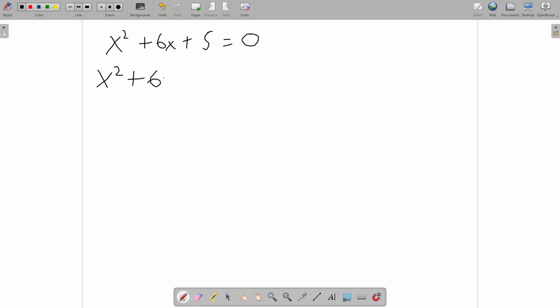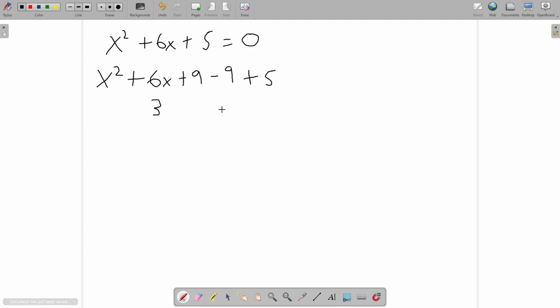What we do is this 6 in the middle, always the term in the middle, the 6, you halve it, you get 3, and you square it, plus 9. But in an equation, you can't just add random numbers. If you're going to plus 9, you're also going to have to minus 9. Then we continue with plus 5.